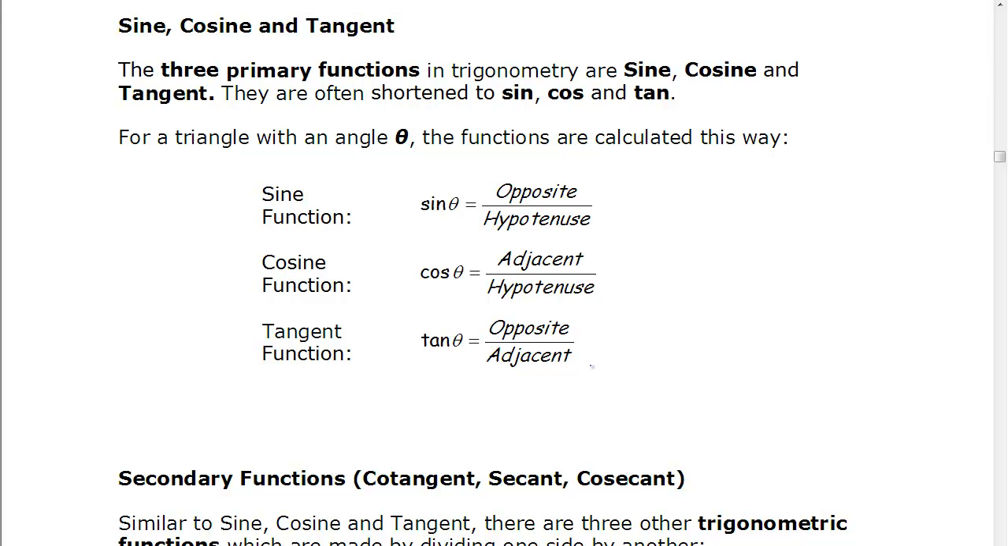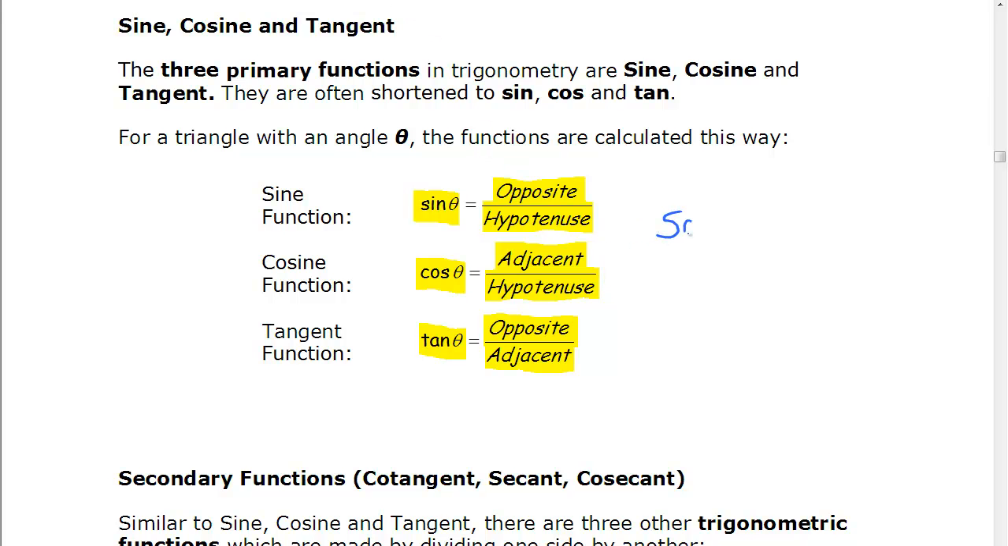The importance of knowing the opposite, adjacent, and hypotenuse is that that's how the sine, cosine, and tangent functions are defined. So the sine function, sine theta, is defined as the opposite side divided by the hypotenuse. So it's simply a ratio of the length of the opposite side divided by the length of the hypotenuse. The cosine is the adjacent side divided by the hypotenuse, and the tangent function is the opposite side divided by the adjacent. Again, all in relation to the angle that we're talking about.